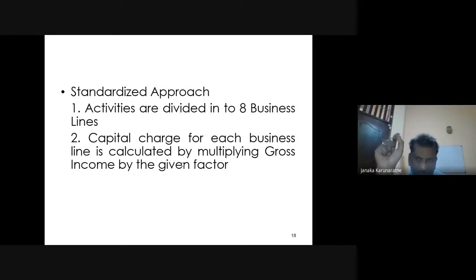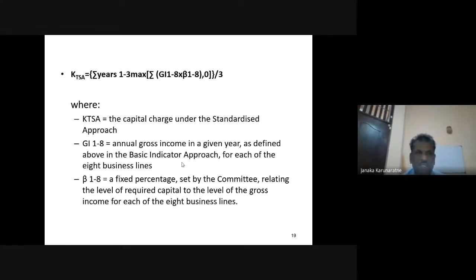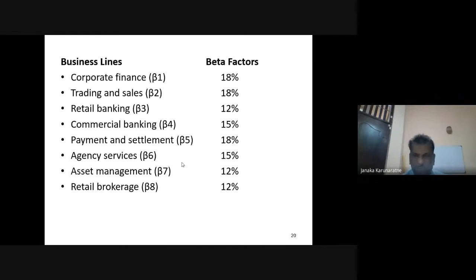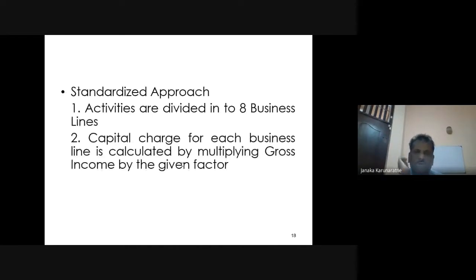And Basel gives, instead of 15%, depending on the business line, a different number. It could be 15, it could be 18, it could be 12, and so on. We will come to that later. So instead of taking the whole gross income for the entire bank, taking the average and multiplying by 15%, Basel says identify the business line as defined.